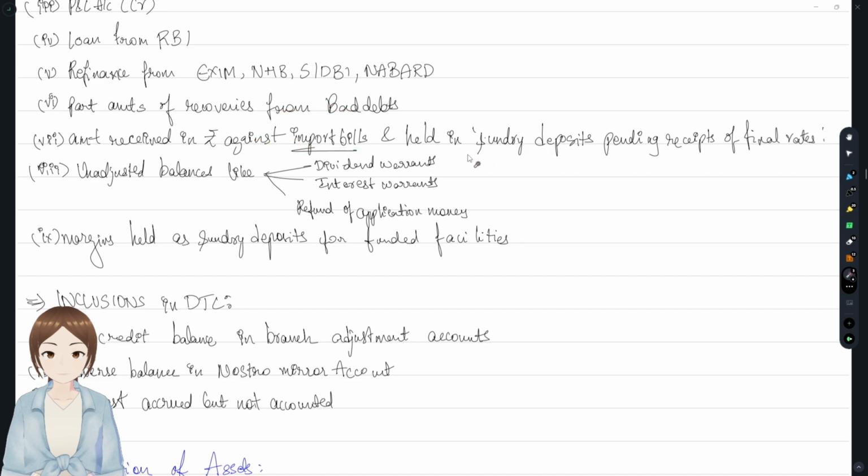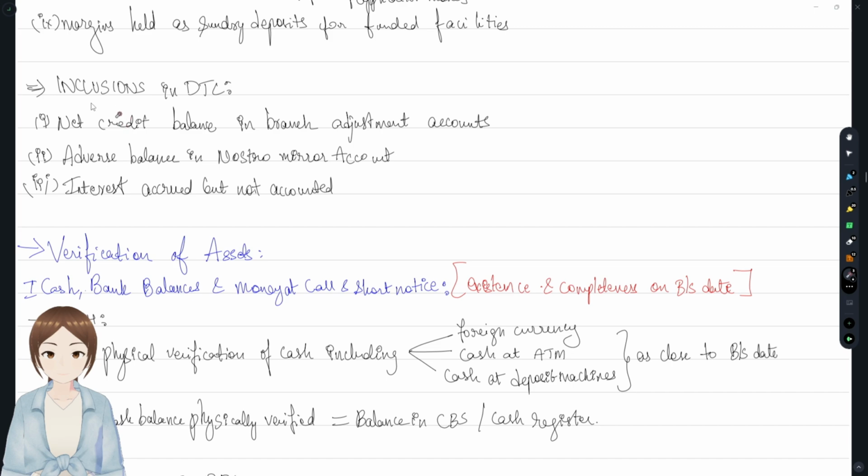sundry deposits pending receipt of final rates, and unadjusted balances of dividend warrants, interest warrants, and refund of application money. That's with regards to share capital, apportionment of profits, etc., and margins held as sundry deposits of funded facilities. This is funded facilities, not non-funded facilities. Make a note of it. And what are the inclusions in DTL? Net credit balance in branch adjustment accounts, adverse balance in notes through mirror accounts, interest accrued but not accounted for. These were all the inclusions.